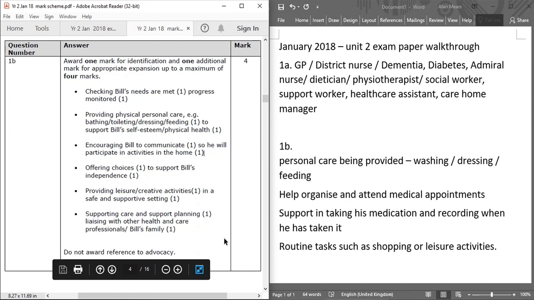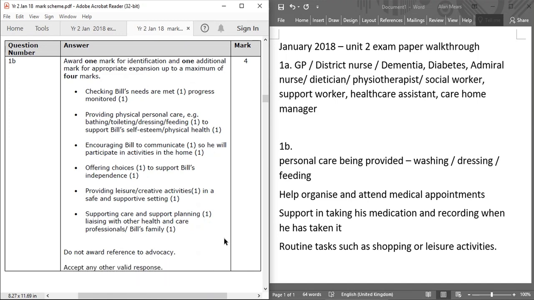Again, other things that she's doing, offering Bill choice. We didn't have that one, but that's a good idea. Checking his needs are met. Again, personally, saying his needs are met and monitor the needs, a bit vague for me, but again, this was an early paper. They would allow these answers. I would imagine they're a bit more specific in what they want now. Provide physical personal care. We've got that one here. And provide leisure activities and safe support. So we've combined shopping and leisure together, and helping him to liaise with other health professionals. We've got that with making appointments and his family.